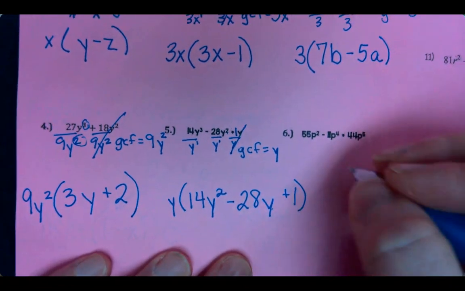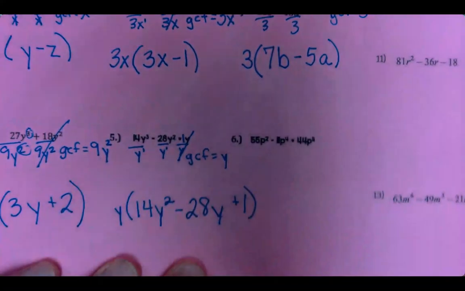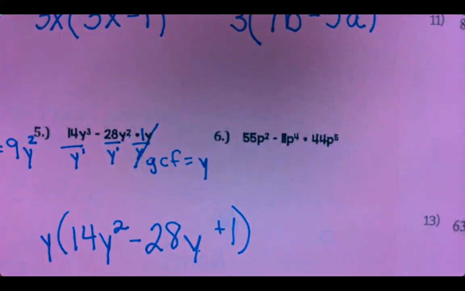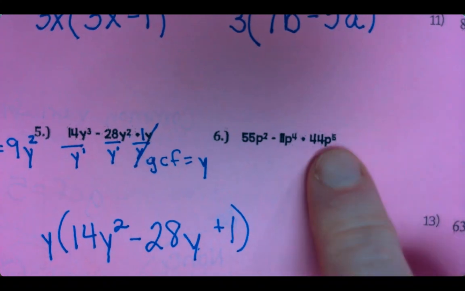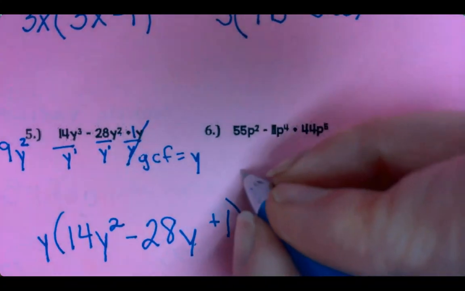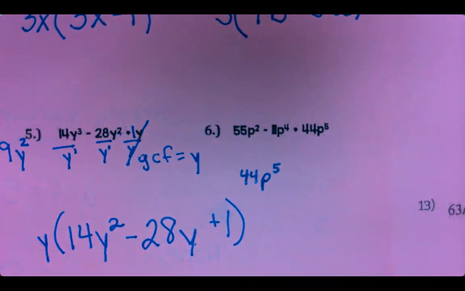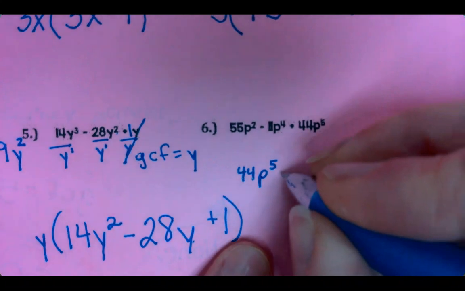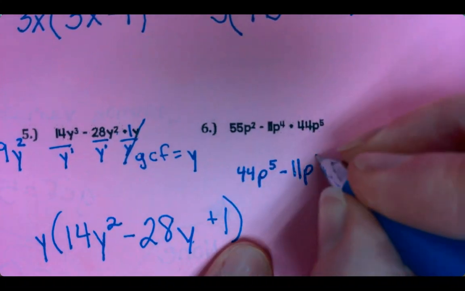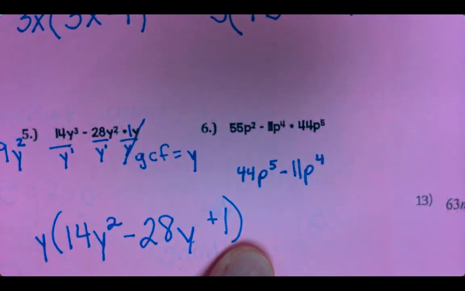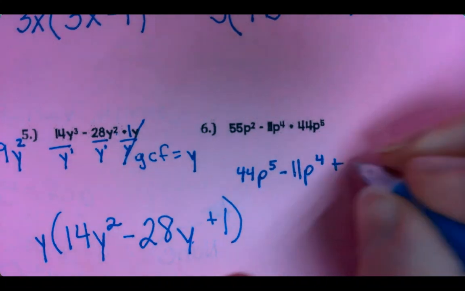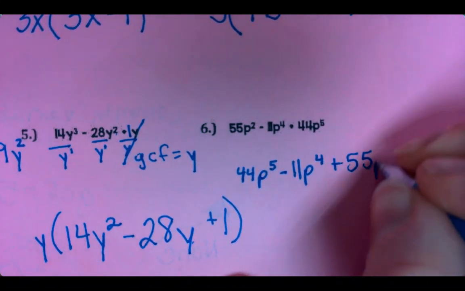All right, our last one for today. Let's look at number 6. First thing we have to do is reorganize them because you want it from greatest to least exponent. So I'm going to put the biggest exponent first. So this will be 44p5, and then minus 11p4, plus 55p squared.